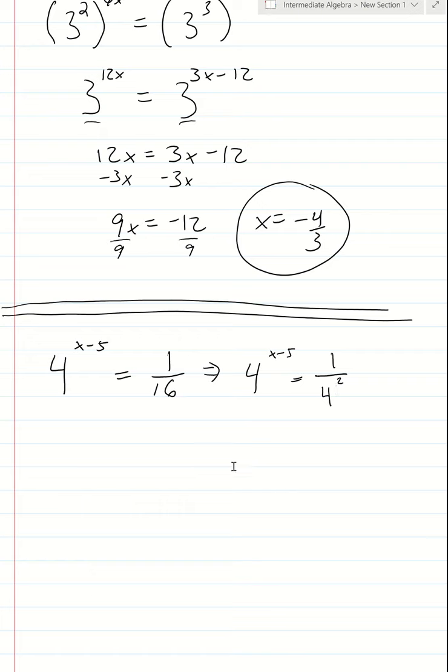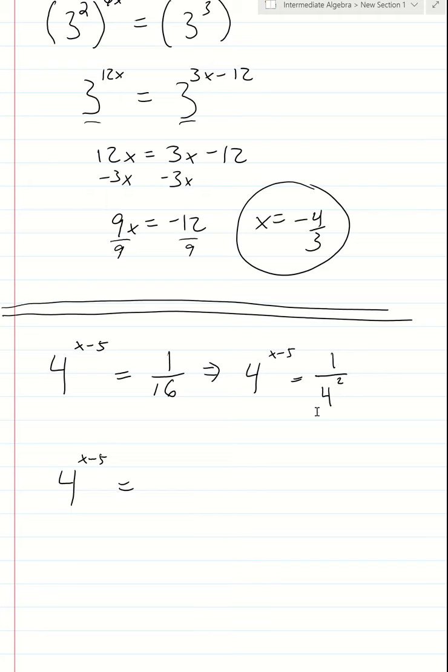Now, what else can we do? Let's take a look at both sides of this equation. On the left side, the 4 is in the numerator. On the right side, the 4 is in the denominator. And we can't have that. We need the base of 4 to be in the same location. So I'm going to leave the left side alone. I'm going to leave it as 4 to the x minus 5 power.